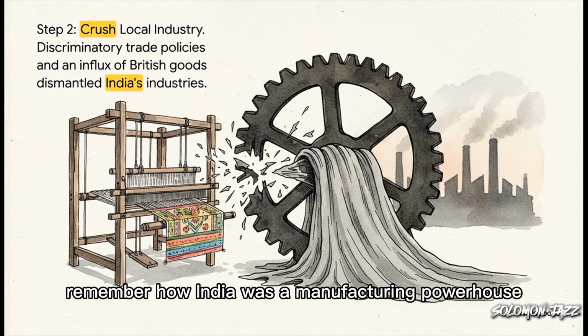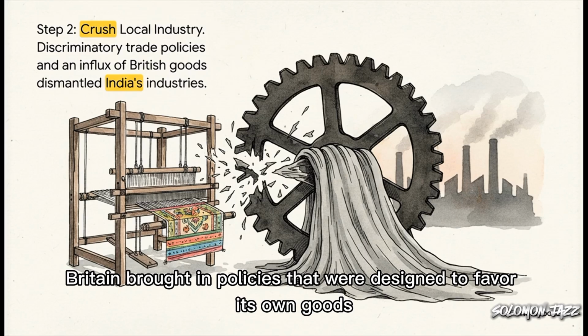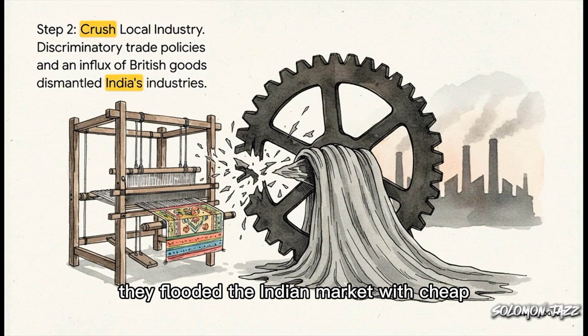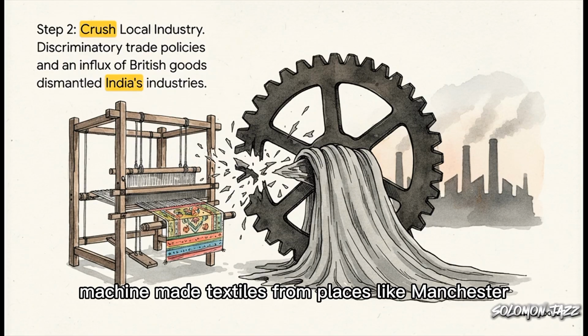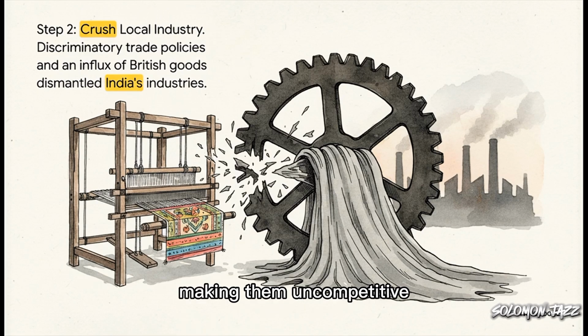Remember how India was a manufacturing powerhouse, especially with textiles? Well, Britain brought in policies that were designed to favor its own goods. They flooded the Indian market with cheap machine-made textiles from places like Manchester. And at the same time, they slapped heavy tariffs on Indian exports, making them uncompetitive.